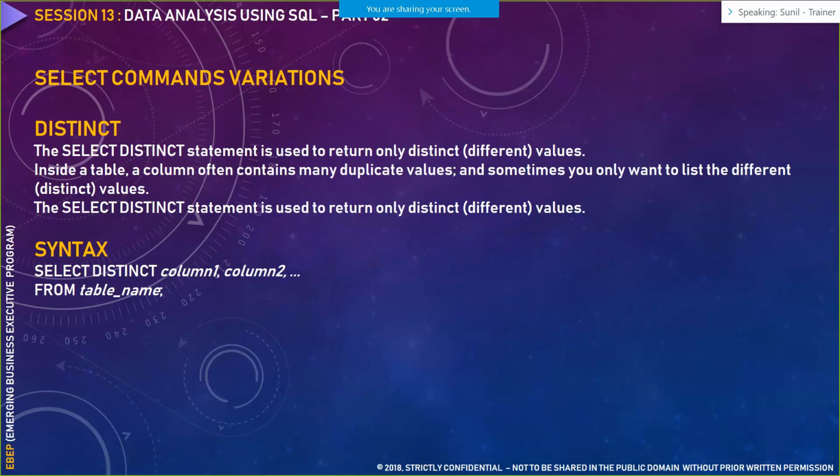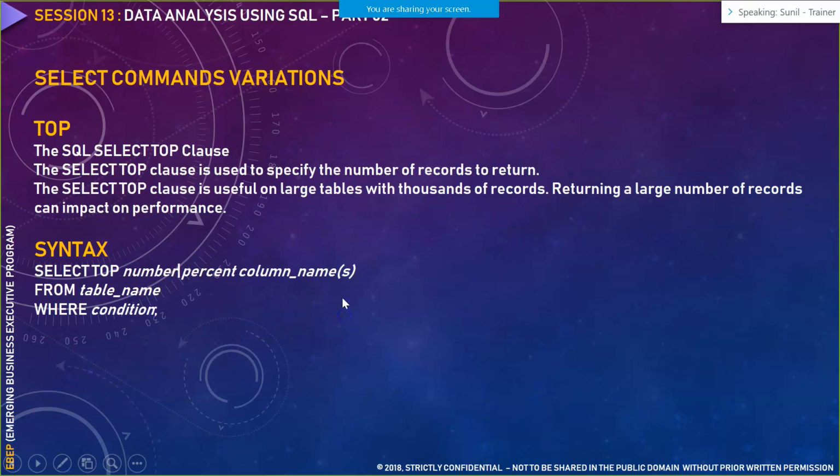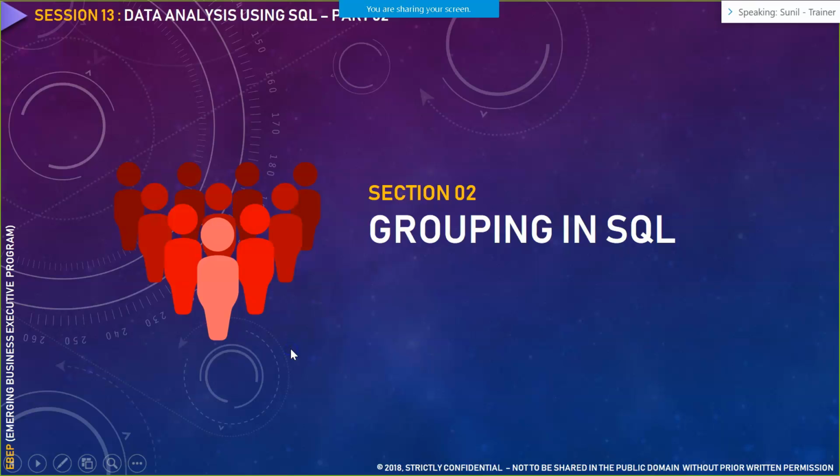Let's say one person purchased multiple orders. Now that order would have multiple names associated to it, the order's line items. So if we want to see distinct information out of it, wherein the information is not repeated, we would be using the distinct command along with the SQL select command. Then we have the top command, wherein we select the top number of records. So it could be top 1000 records, top 500 records, or top 100 records.